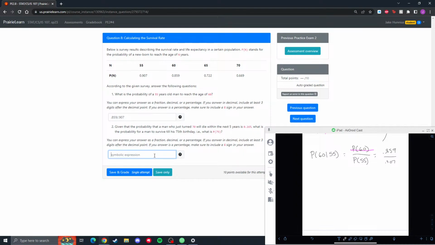And then for this question, the probability of a man who just turned 70 will die within the next 5 years is 0.165. What is the probability that the man will live for the next 5 years? So if we know that he will live for the next 5 years, we just have to take the probability of living, which is 1 minus the probability of dying. So 1 minus 0.165. And then we just have to multiply that by the probability that they are 70. So times 0.669.